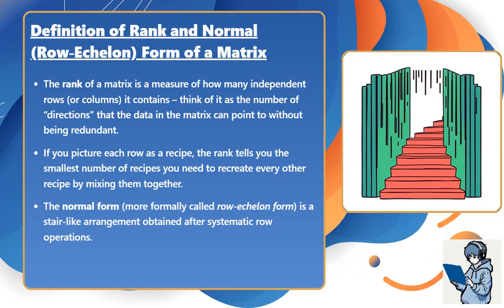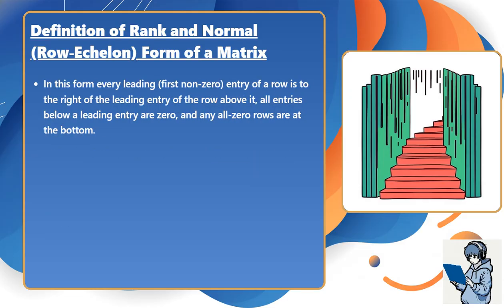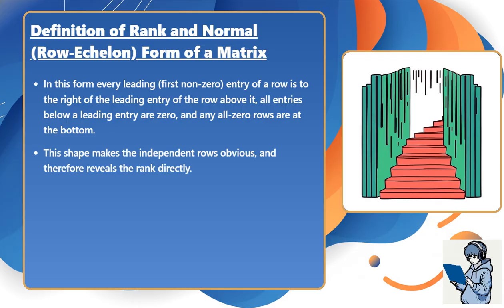The normal form, more formally called row echelon form, is a stair-like arrangement obtained after systematic row operations. In this form, every leading (first non-zero) entry of a row is to the right of the leading entry of the row above it. All entries below a leading entry are zero, and any all-zero rows are at the bottom. This shape makes the independent rows obvious, and therefore reveals the rank directly.